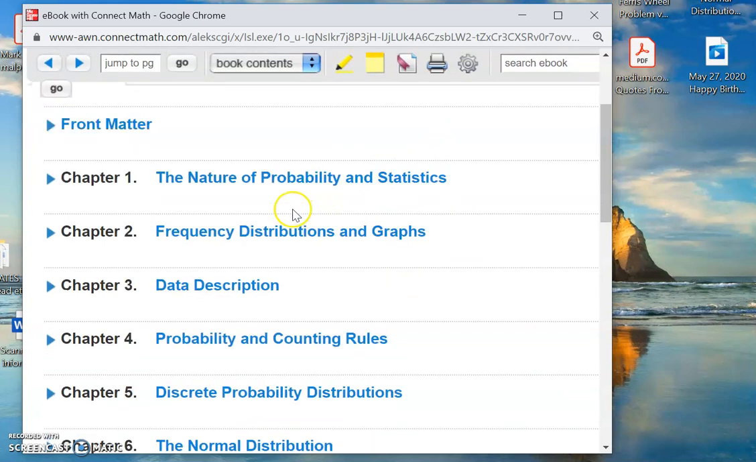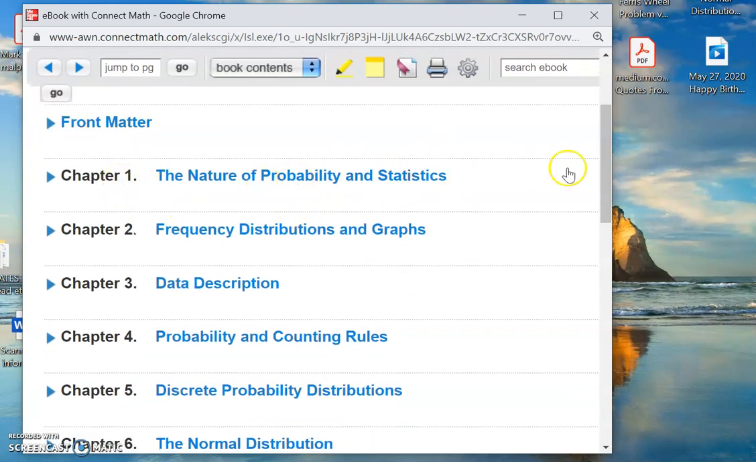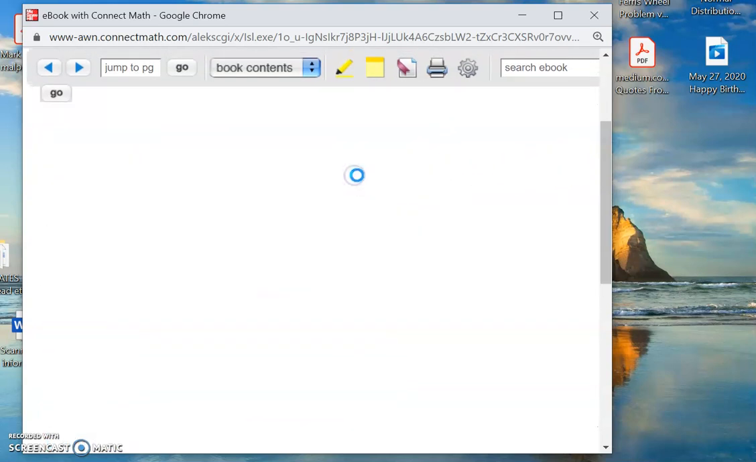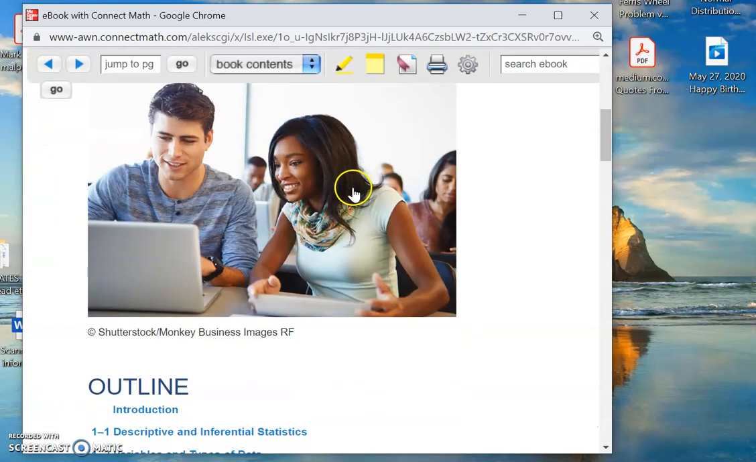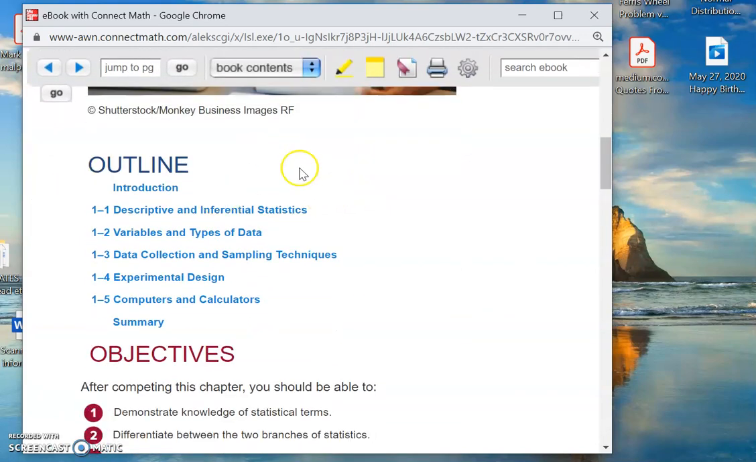Okay, so the first thing we are going to talk about in chapter 1 is the nature of probability and statistics. As you can see here, there are various sections. There are two broad categories of statistics, that's descriptive and inferential statistics. And so this first part discusses that. Then we talk about the types of data and so forth.